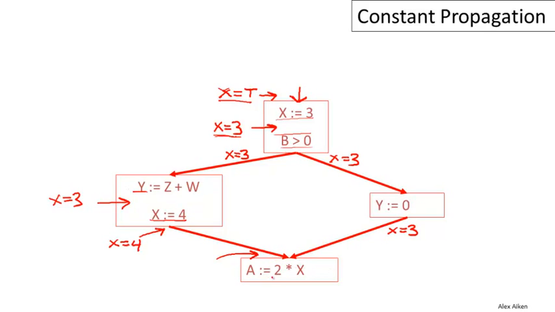And what can we say about the value of x here? Well, there's no constant that we can assign to x because on one path x is 3 and on the other path x is 4. And so what we have to say here is that before this assignment executes, x is equal to top. We don't know what the value of x is. Another way of saying is we don't know that x is a constant. All right. So after the assignment to a executes, that doesn't affect the value of x. We will also have that x is equal to top.